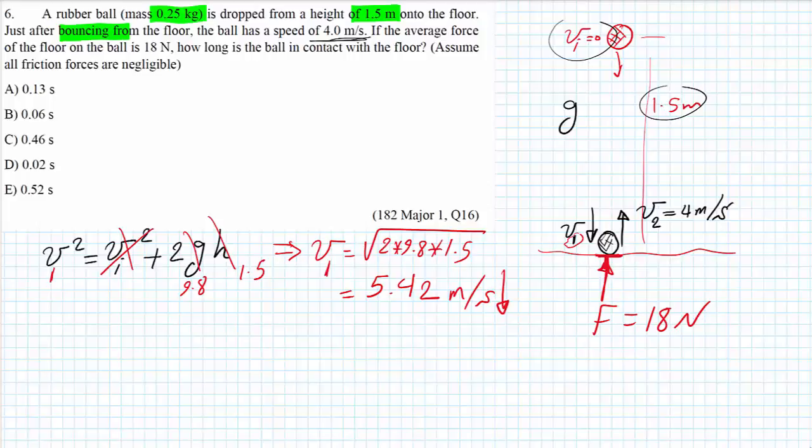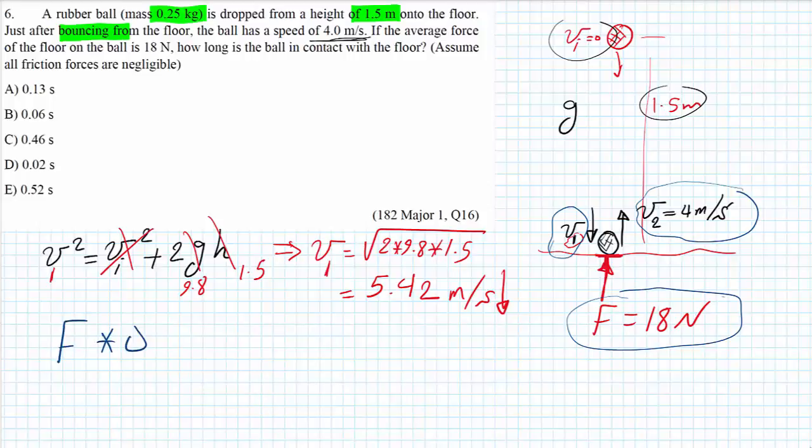So here I have the force that acts on the object. I have the initial speed of the object before it hits the ground. I have the rebounding speed. I need to find the time of collision. So I can use the equation of impulse and momentum. The force times delta t equals the change in momentum. The momentum is m times v2 minus m times v1. What's the positive direction of this equation?